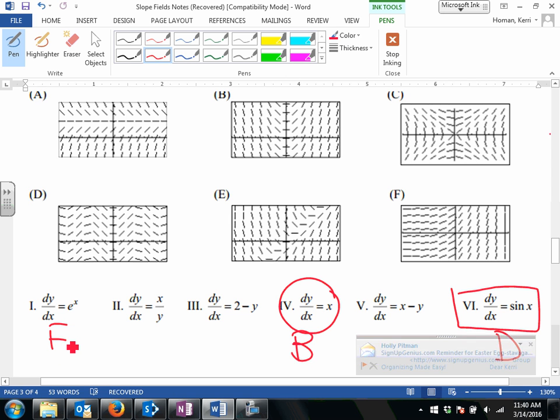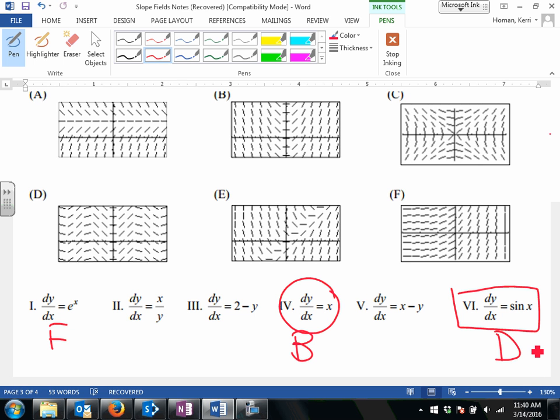Now, some of these aren't going to be quite as nice to think about. Let's talk about this one, x minus y. Anytime x and y are the same, we're going to have a slope of 0. So at (1, 1), we're going to have slopes of 0. At (2, 2), we're going to have slopes of 0, etc. So that's going to match up with E.